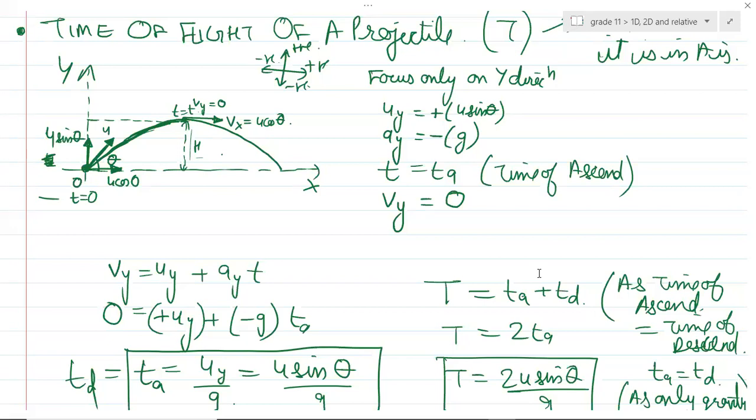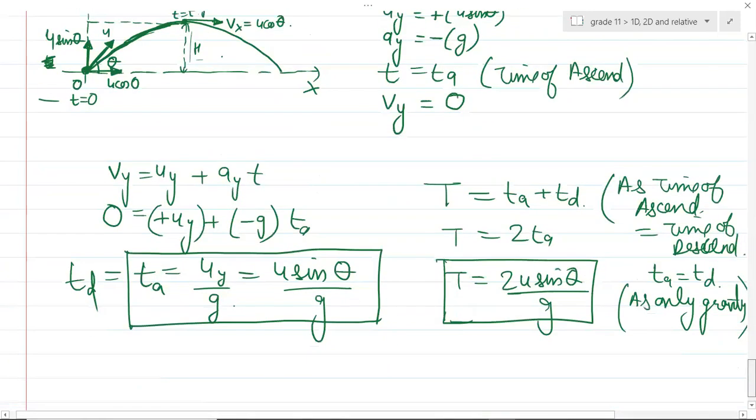So why should we only focus on the y direction and not x? Because we don't require that. Time can be found out with any direction. Yes or no? Okay, fine. So the time is found from y, because we knew one data: Vy is 0 at the maximum height. So that's why it's easier to derive it using this. Okay? So this is the derivation for your time of flight.